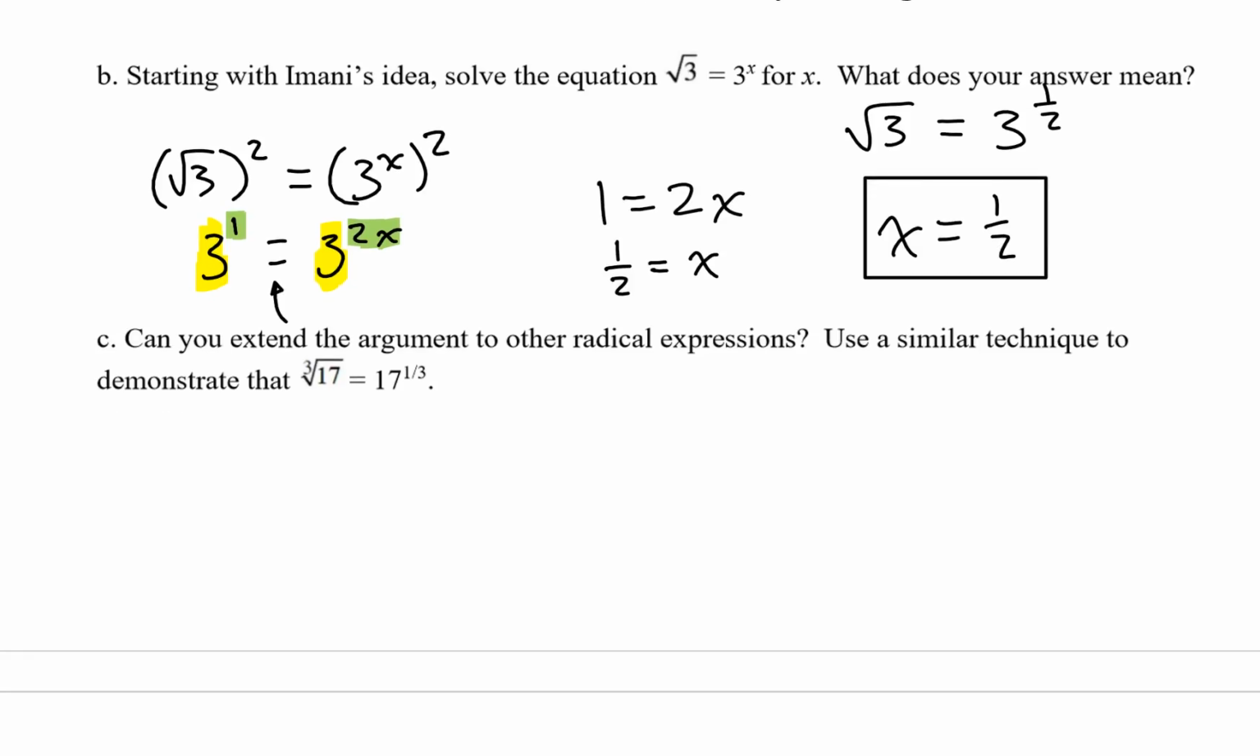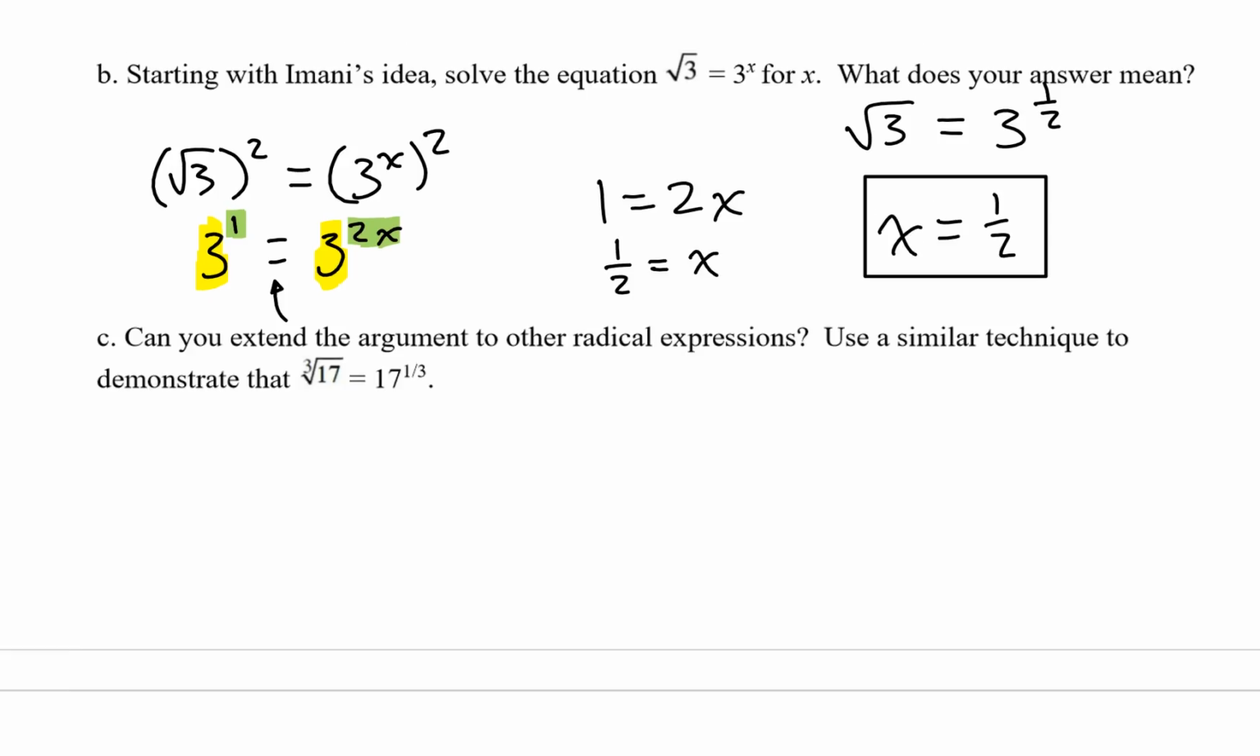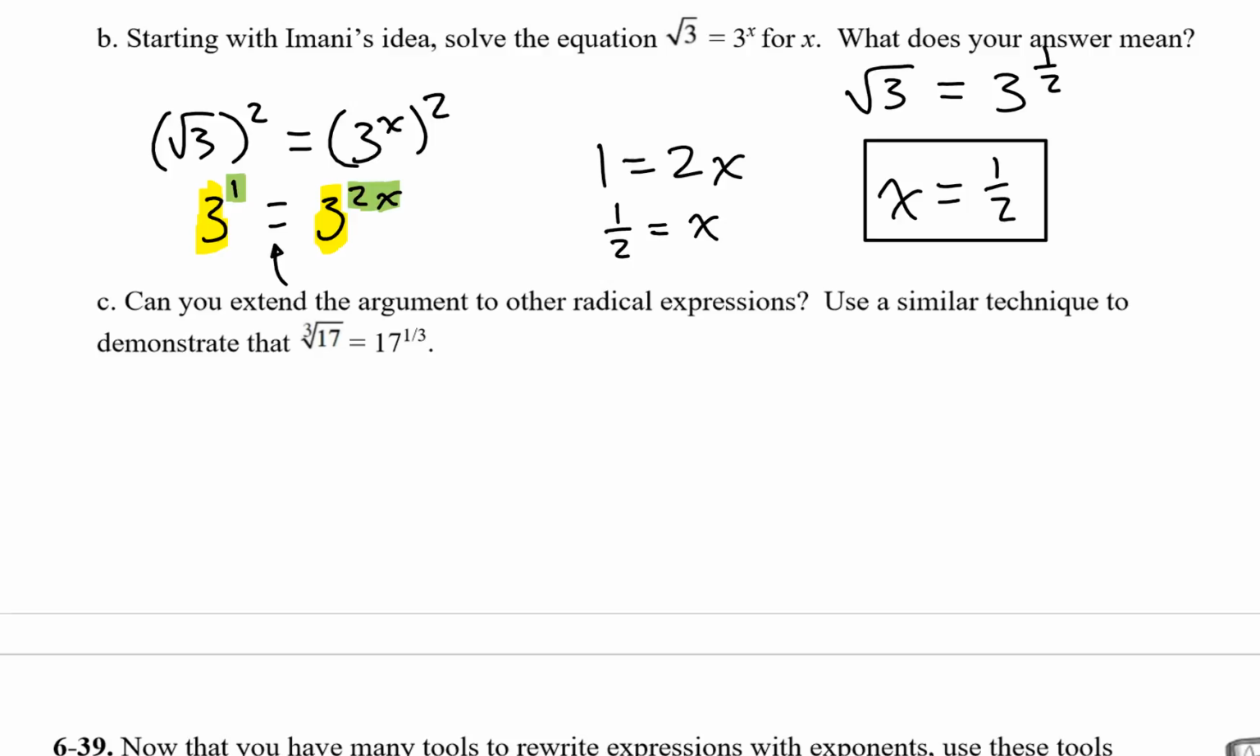Can you extend the argument to other radical expressions? Use a similar technique to demonstrate. Oh my gosh, that's scary. So I know that the cube root can be undone by cubing. So if I look at the cube root of 17 and I cube that side, I can't assume this is 1/3. I'm going to say that it's just 17 to some power I'm not sure about.